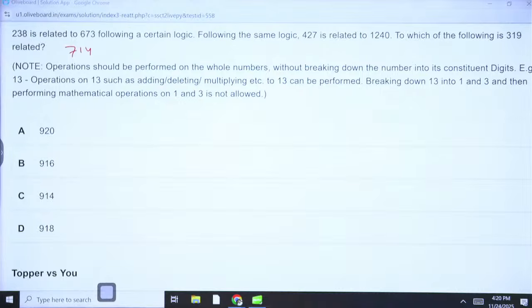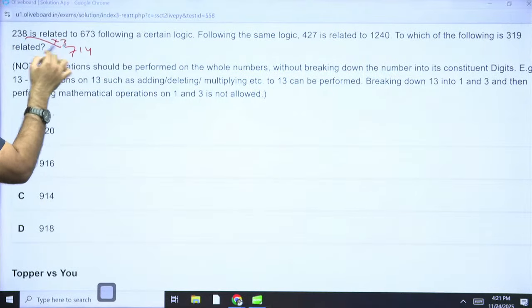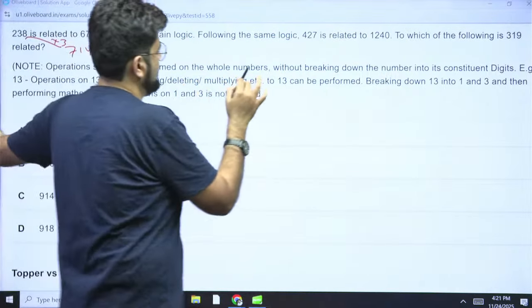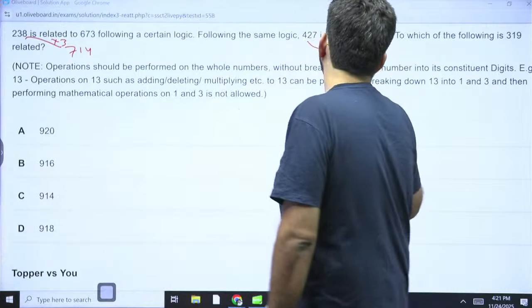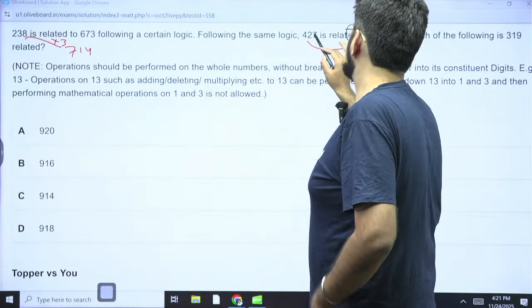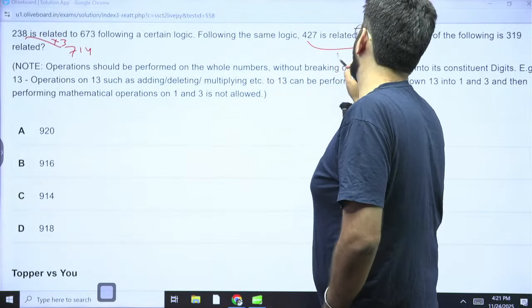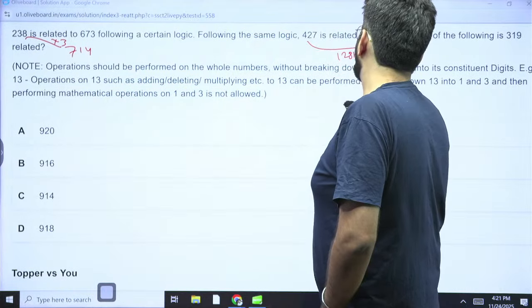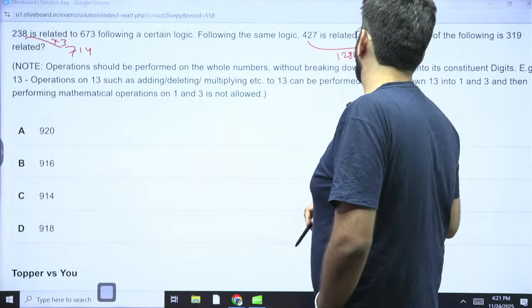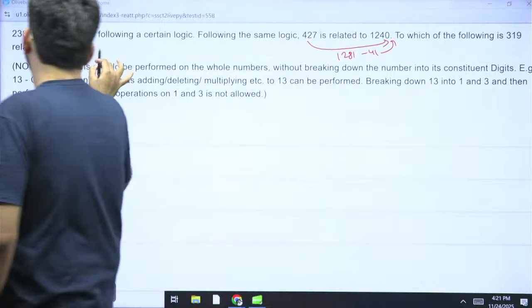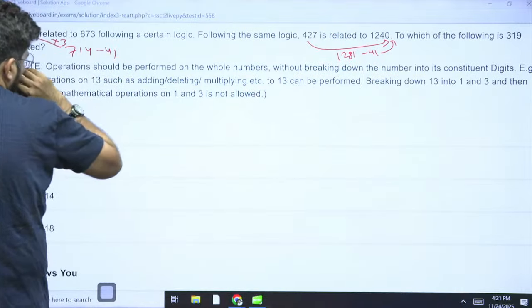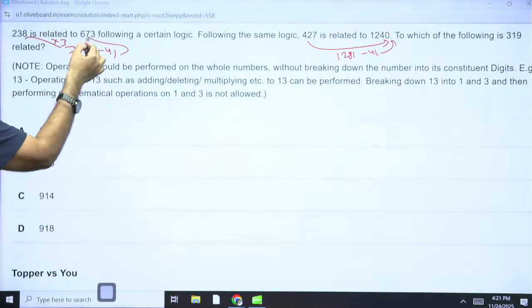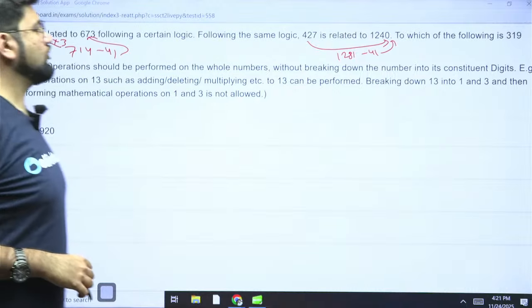It's not making sense. Wait, if I multiply this by 3, what do I get? So 1260, 21, 1281. I subtract 41 to get 1240. Subtract 41, 673. Wow. So just multiply by 3 and subtract 41.